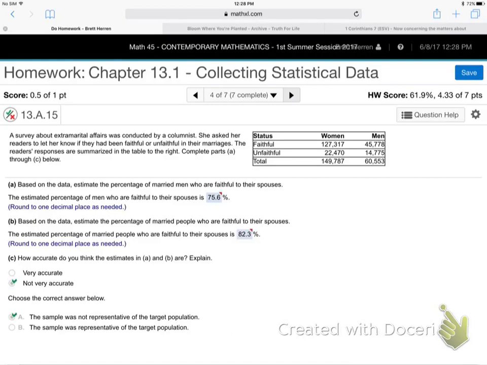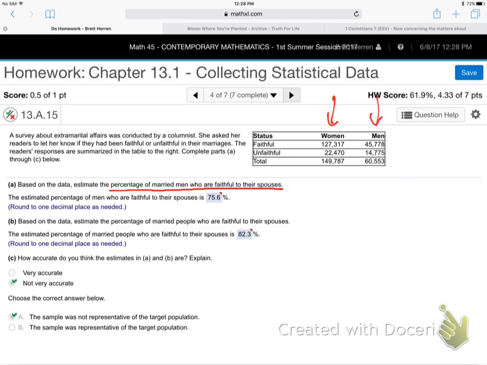Oh, you know what? I wonder if there was a... Here we go. A survey about extramarital affairs was conducted by a columnist. She asked her readers to let her know if they had been faithful or unfaithful in their marriages. The readers' responses are summarized in the table to the right. Complete parts A through C below. So we got men and women in their marriages, faithful or unfaithful, and the total. That's from a call, like Dear Abby or something like that, asking their readers this question. Based on the data, estimate the percentage of married men who are faithful to their spouses.